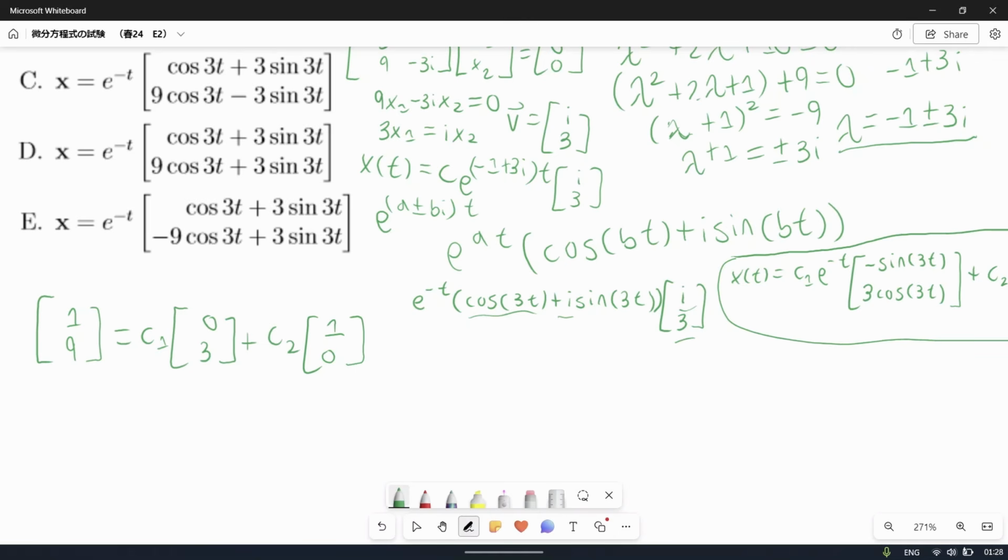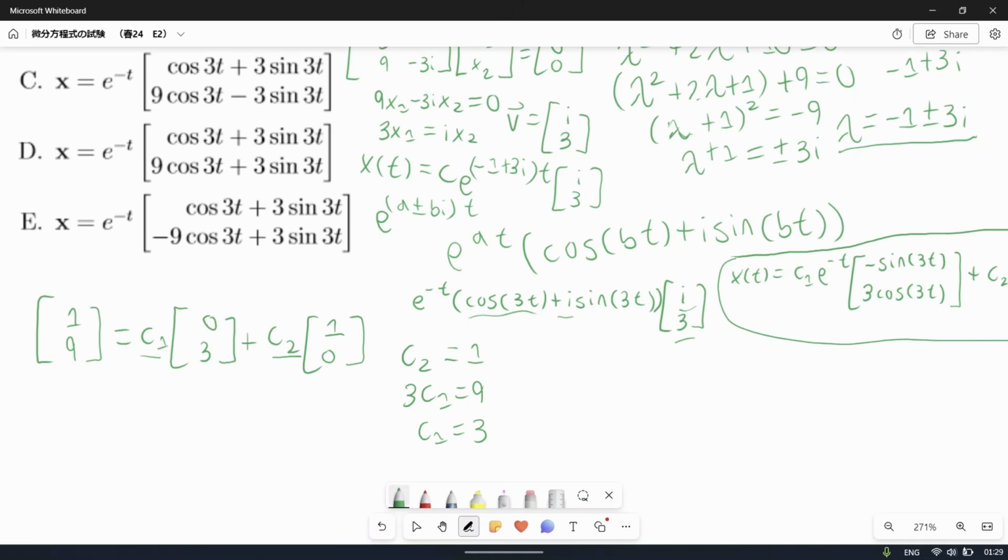We can distribute these constants with these vectors, or you can set up an augmented matrix and find c1 and c2 that way. For this one, I'm not going to use an augmented matrix because there are some zeros here, so I don't think it'll be necessary. We can just say that c2 is equal to 1, and 3 times c1 is equal to 9, and then simplify this down so we find out that c sub 1 is just equal to 3.